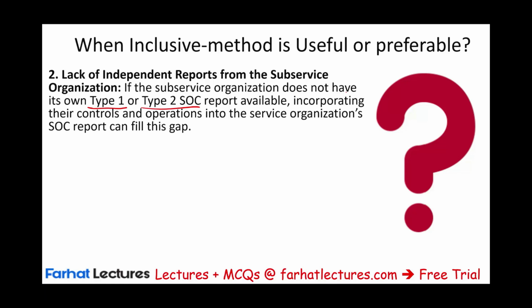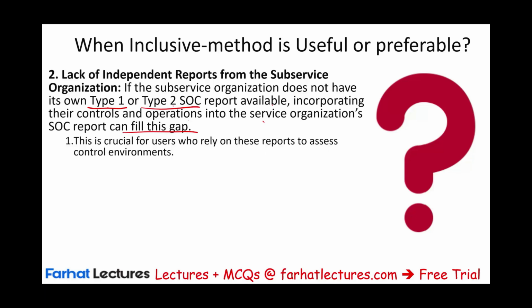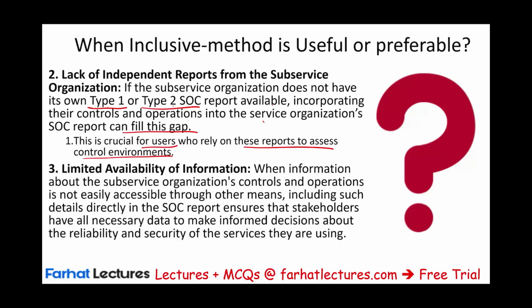So if the subservice organization does not have its own type 1 or type 2 SOC report available, incorporating their control and operation into the service organization's report can fill this gap. Because if we have type 1 or type 2, then we can use it. Otherwise, we have to include them. This is crucial for users who rely on this report to assess the control environment. Also, if there's limited availability of information, when information about the subservice organization's controls is not easily accessible through other means, usually through type 1 or type 2, then we have to include them. This way we give a full picture of what's happening.